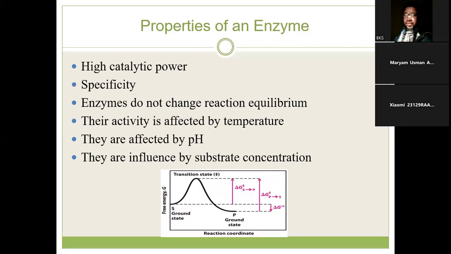But you can have some enzymes that can catalyze a group of reactants. For example, maybe you have a reactant that contains a particular functional group. So once that functional group is there, that enzyme can easily convert it to another substance or to a product. You can also have an enzyme that is only specific, for example, to a linkage.